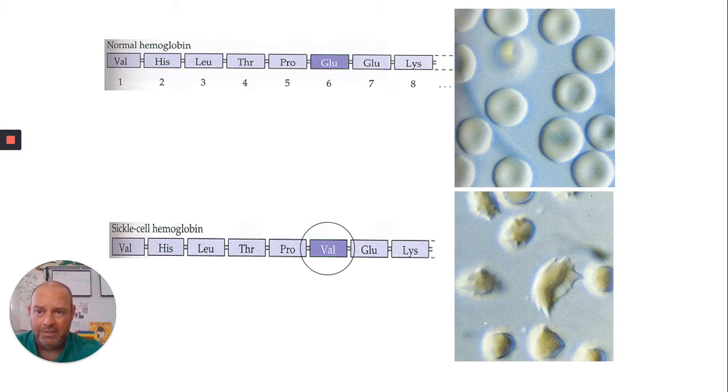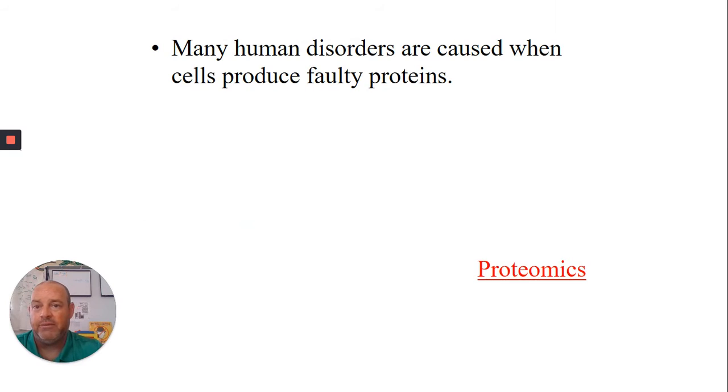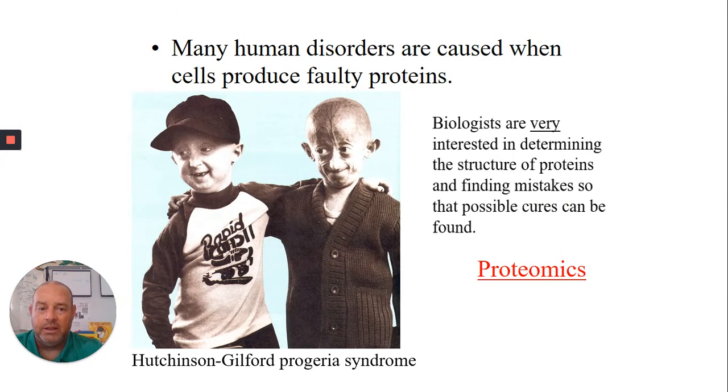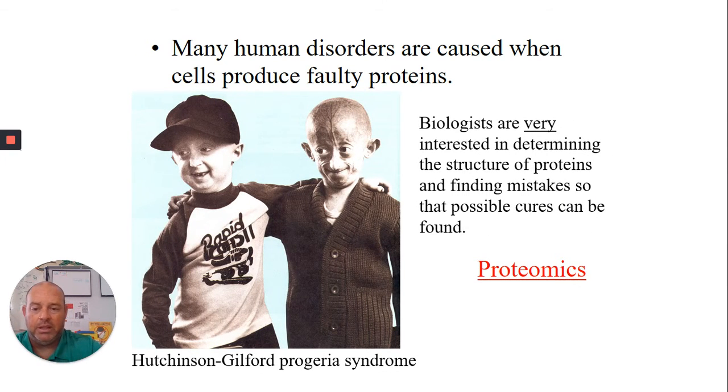So that's kind of an example of when having the wrong amino acid, just one wrong amino acid, can really give you a problem. Here's another one, not necessarily a one-off, but having amino acids out of order can definitely cause problems. And so this is why we are trying to figure out the order of all of these proteins.